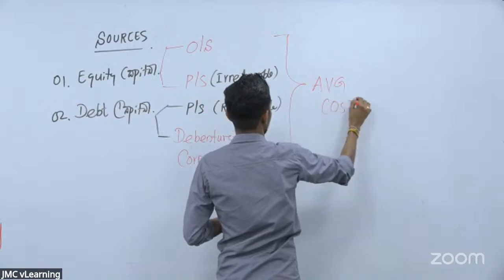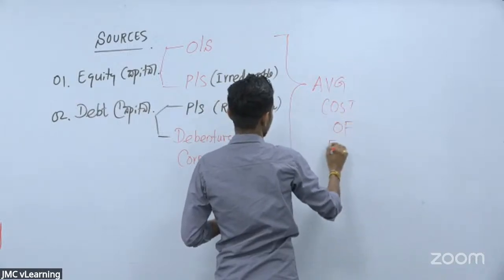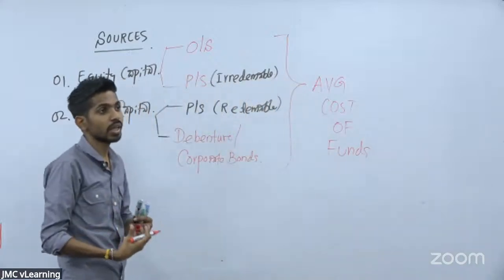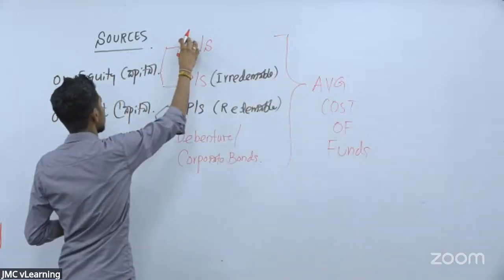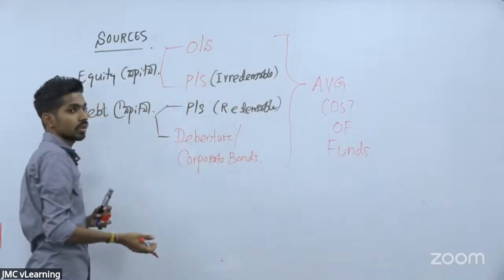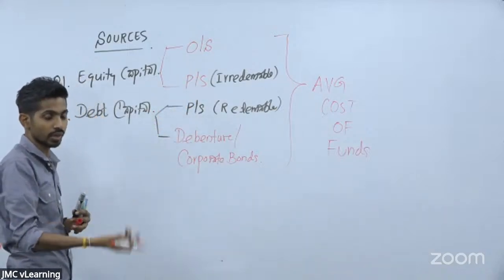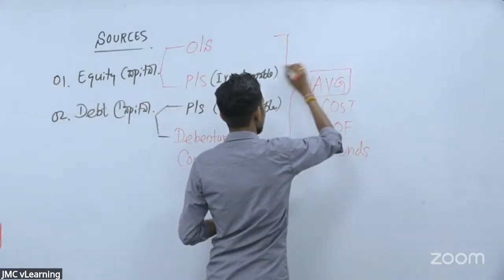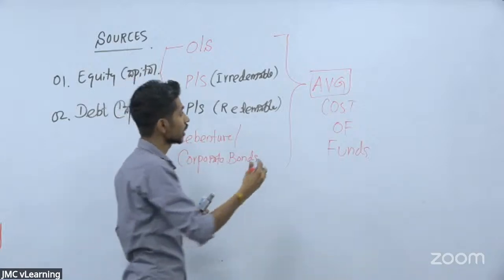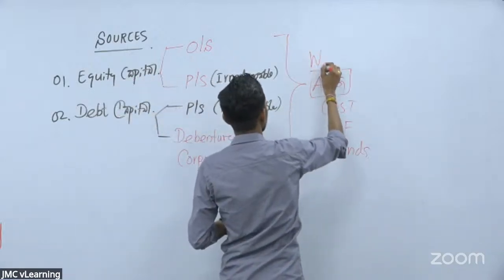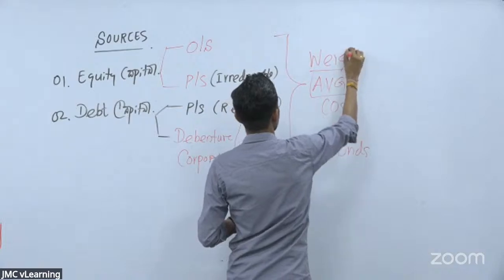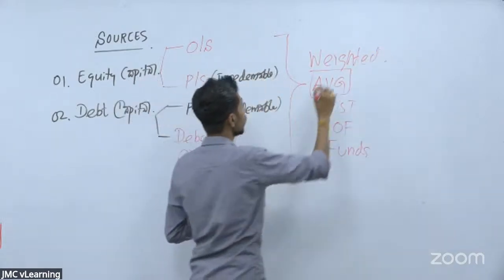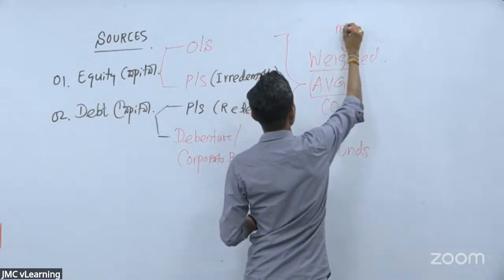Average cost of funds. Now when we collect funds from here, what is the average? Each and every holder is expected to get different rates, different expectations. But as an organization as a whole, we have to take the average figure. That average figure will be based on the weighted weight. That weight will be based on market value generally.